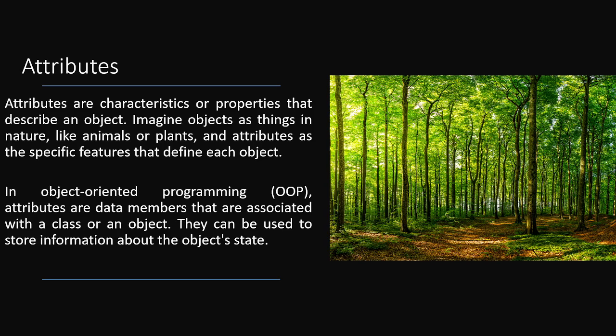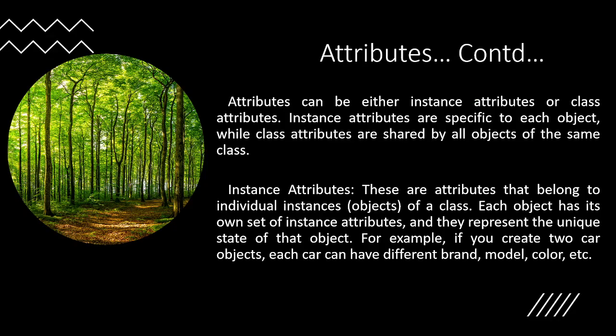object oriented programming is. Okay, so in programming terms, they are the data members that are associated with a class or an object. Okay, and they can be used to store information, like the boxes or the variables, you can say. So attributes can be instance or class attributes.